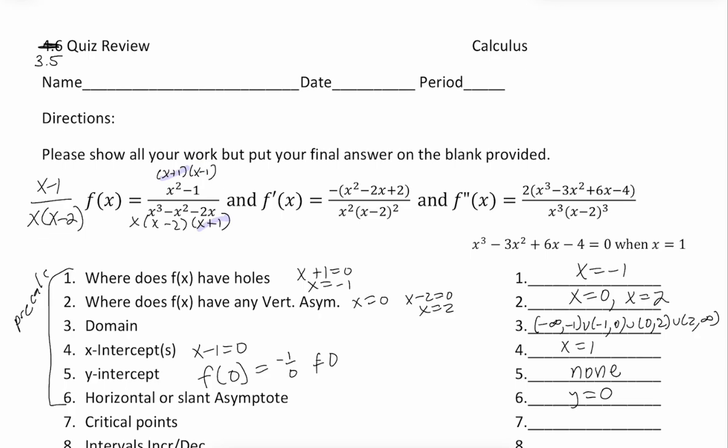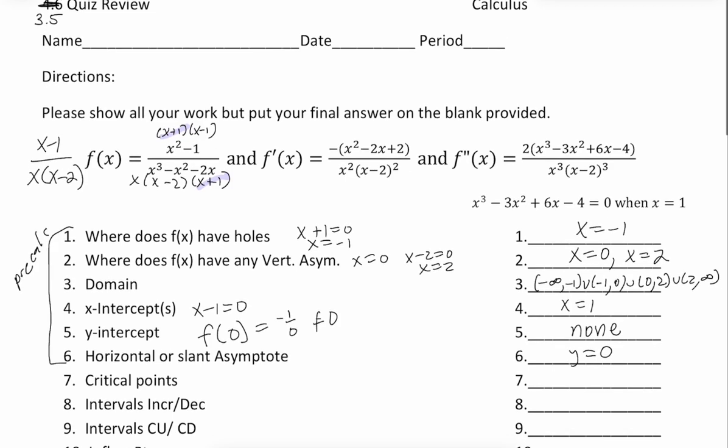So now that takes us to critical numbers and increasing and decreasing. Remember, 7 and 8 are all about our first derivative. Now I have given you our first derivative not in factored form, but in reduced form. So the critical numbers are going to be where our first derivative is either undefined or where it is equal to 0.